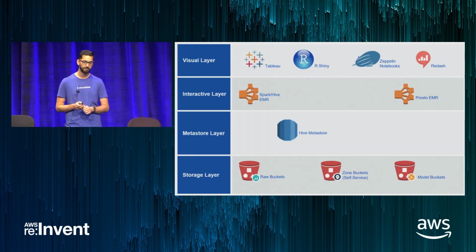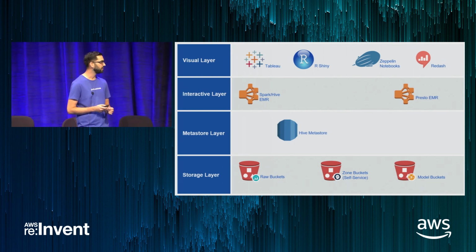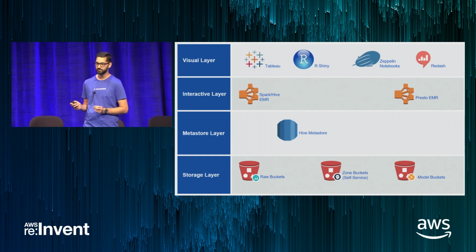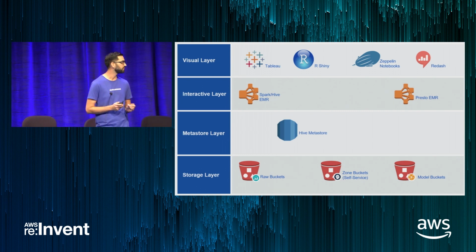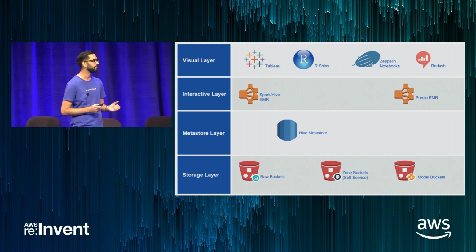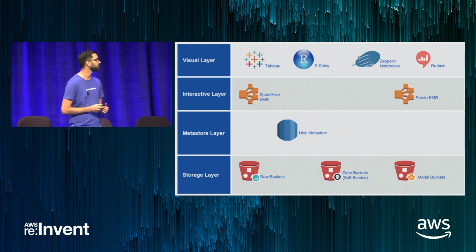So all our data is stored in S3. That's our storage area. And the beauty of that is that we can spin up any type of compute that we want to access it. So this gives us flexibility in the tools that we choose. For example, if Tableau doesn't work very well with Presto on EMR, we can easily switch it out for something like Spark or Hive on EMR as well.